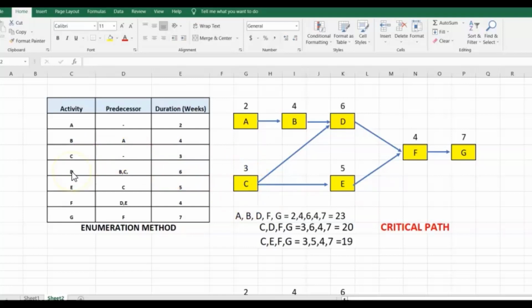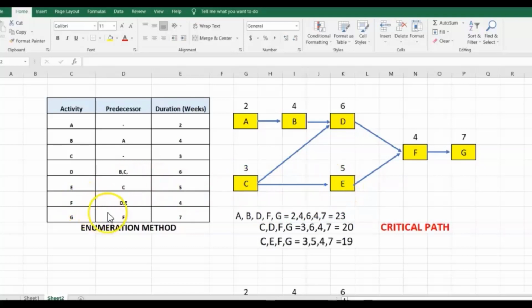Then you have activity D. Activity D's predecessors are B and C. So it means that you have to draw the arrows from B and C to D. Now activity E has a predecessor of C. So it means that C is the predecessor, you draw an arrow to E.